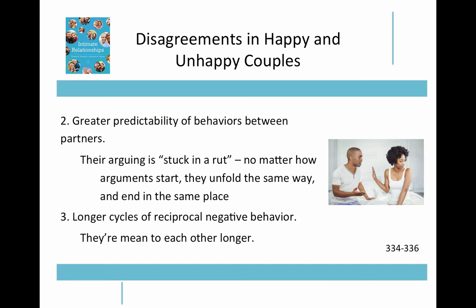Two, greater predictability of behaviors between partners. So their arguing is stuck in a rut. No matter how the argument starts, they unfold the same way and they end in the same place. So in the couple to the right, as we see in the 90s, she's telling him to talk to the hand because that's how the argument is going to end. That's how all their arguments end. And so they tend to end up in the same place.